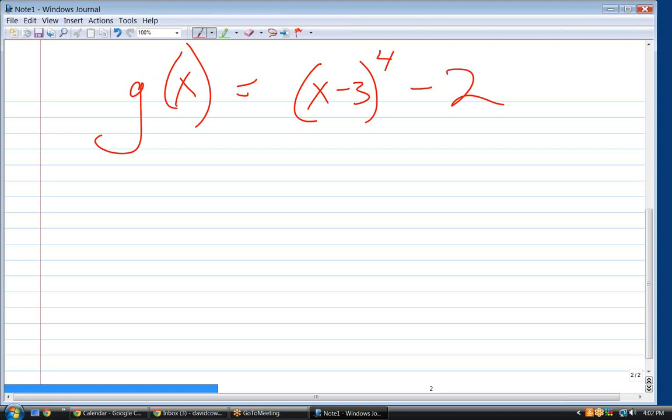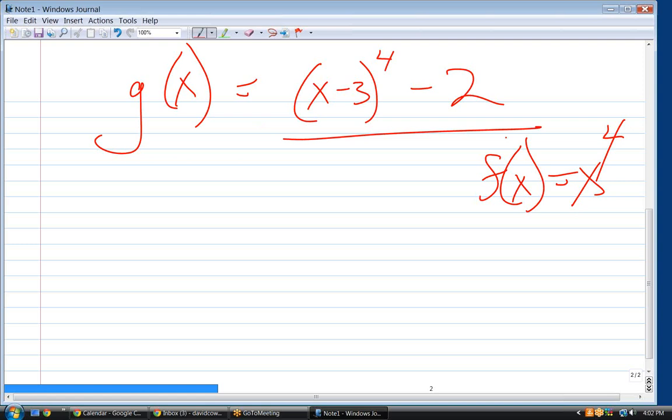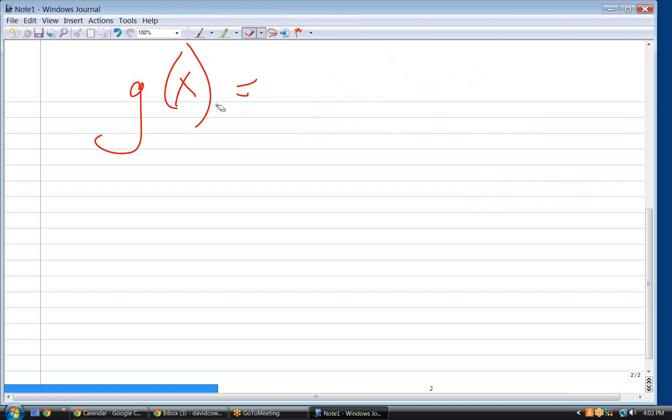What is the parent function? X to the fourth. What translations and shifts are going on with g of x? To the right 3 and then down 2. Good. What else you got?